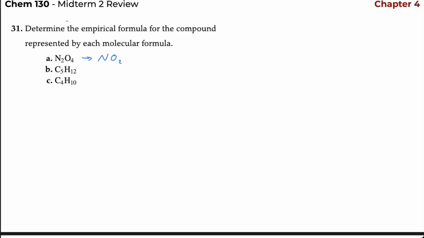Now, if we do the same thing for each of these, this is already in its empirical formula because there's not really a ratio for these two that you can simplify it to. So this one is going to stay the same, right? And for this one, you can divide both of them by 2. So you can get C2H5.